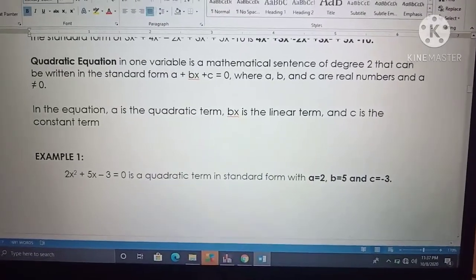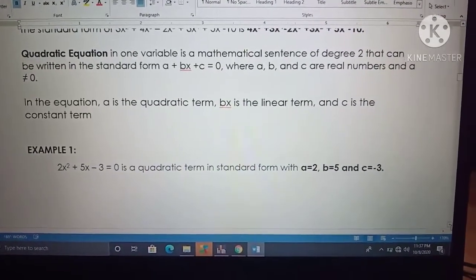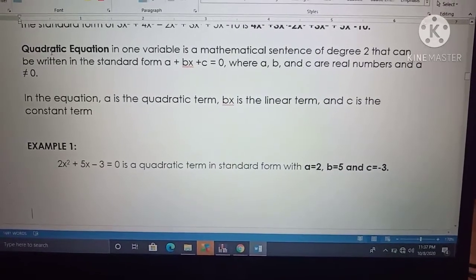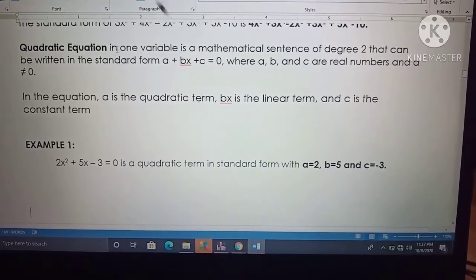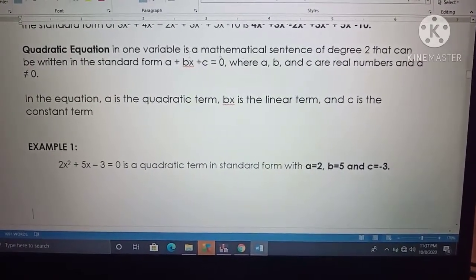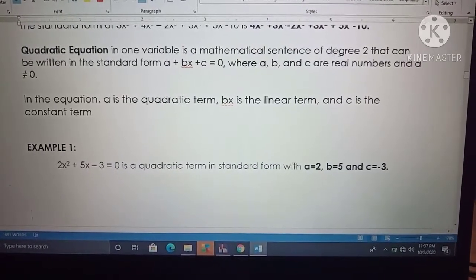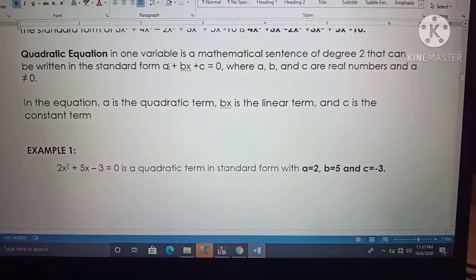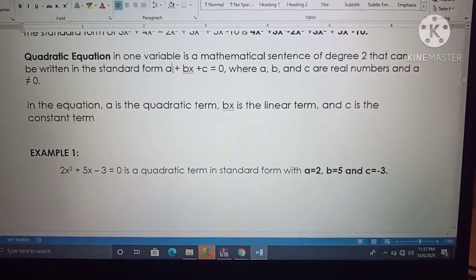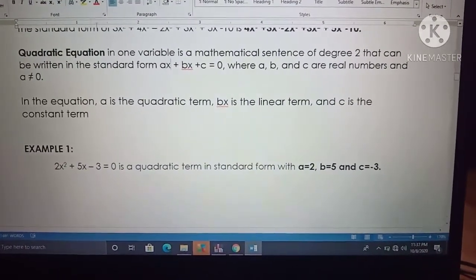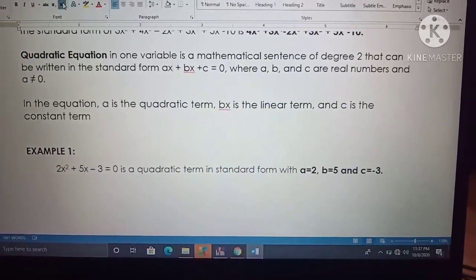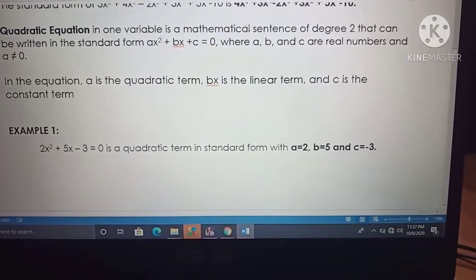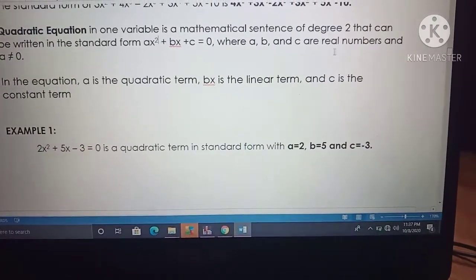Okay, so pumunta naman tayo ngayon sa quadratic equation. So ano nga ba yung quadratic equation? So quadratic equation in one variable, it is a mathematical sentence of degree 2 that can be written in the standard form ax squared plus bx plus c is equals to 0. So, where a, b, and c are real numbers.